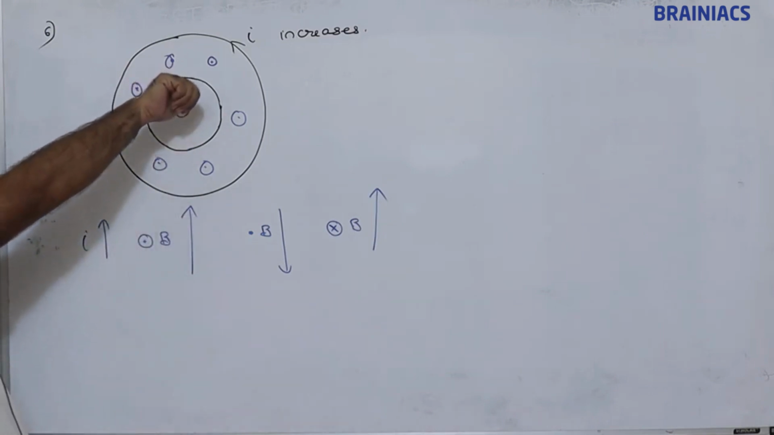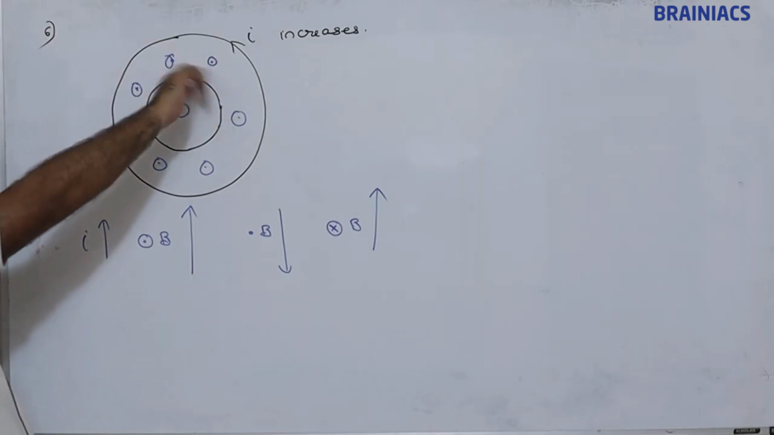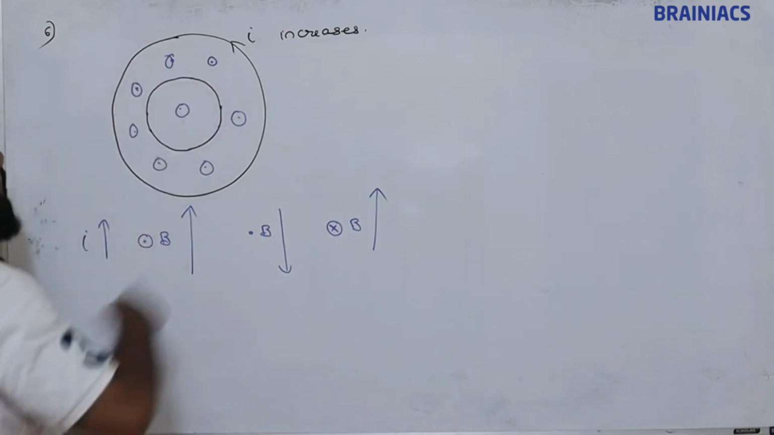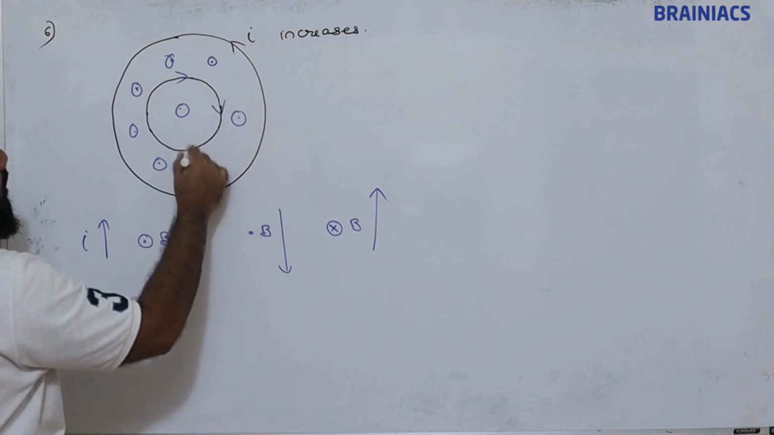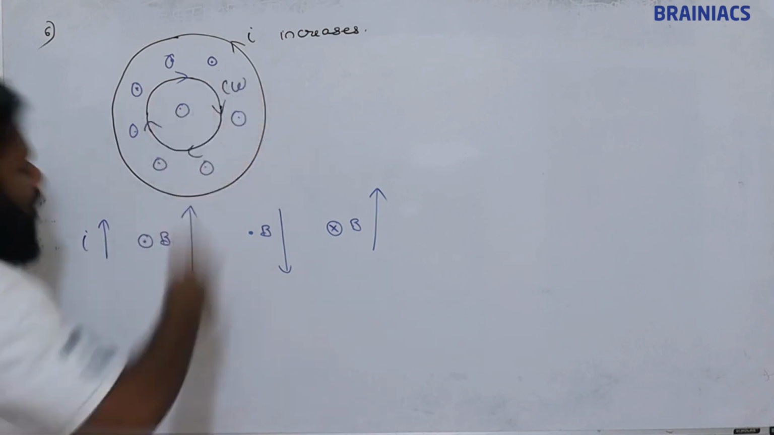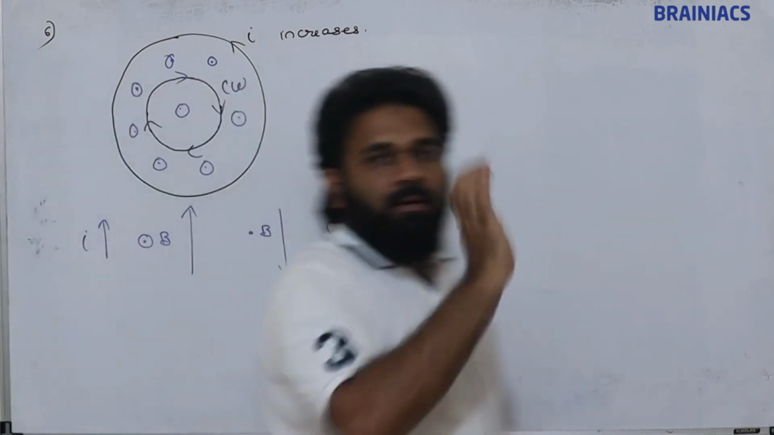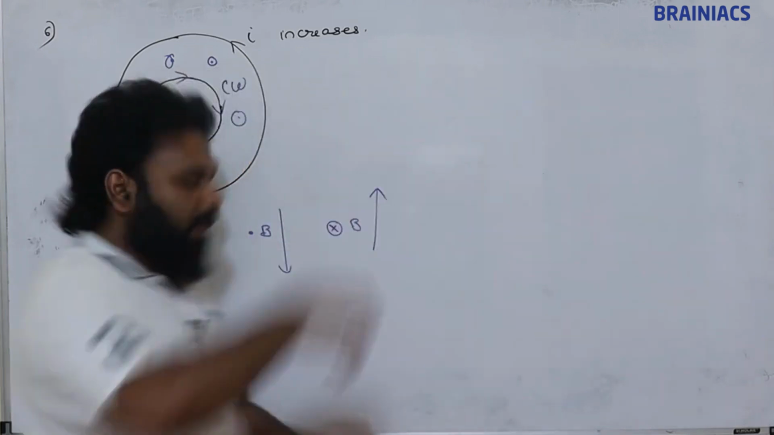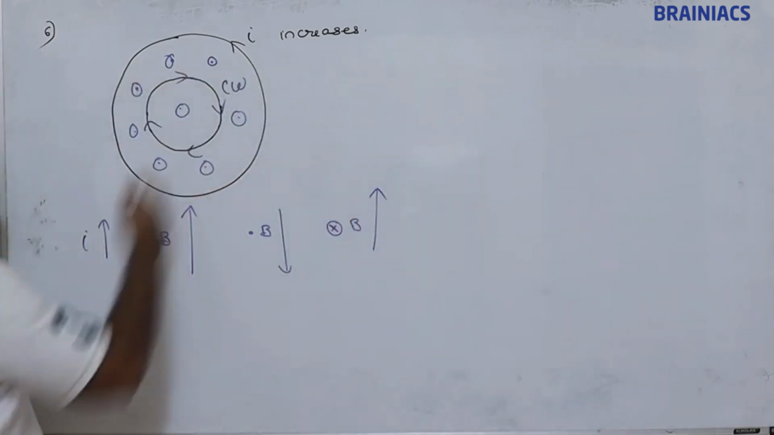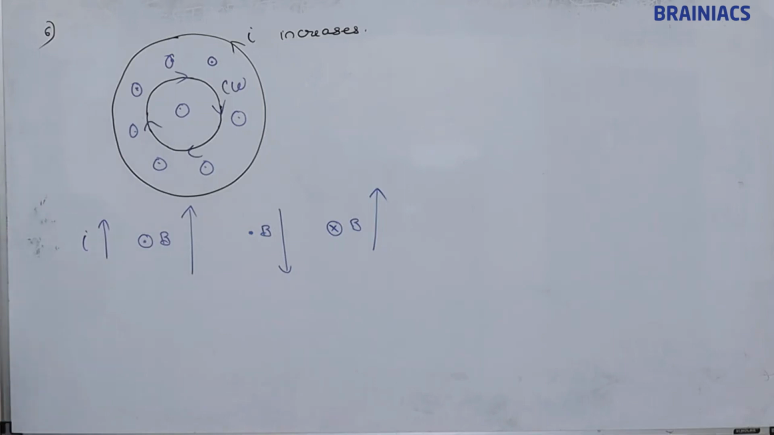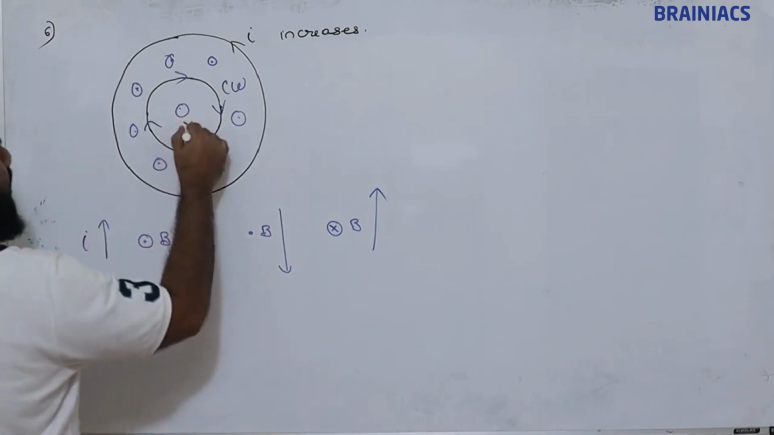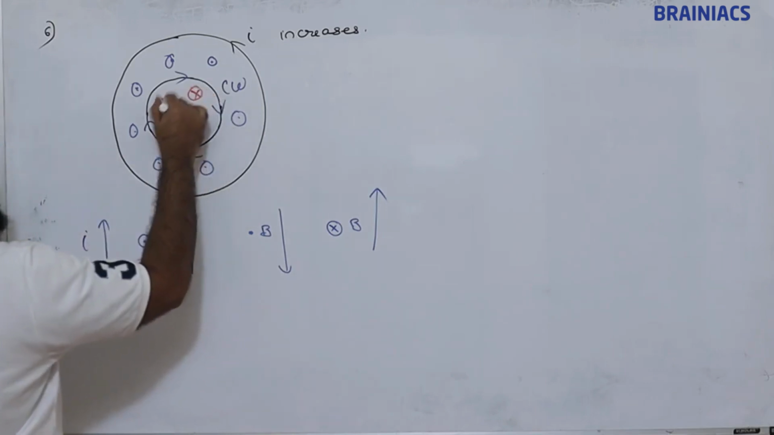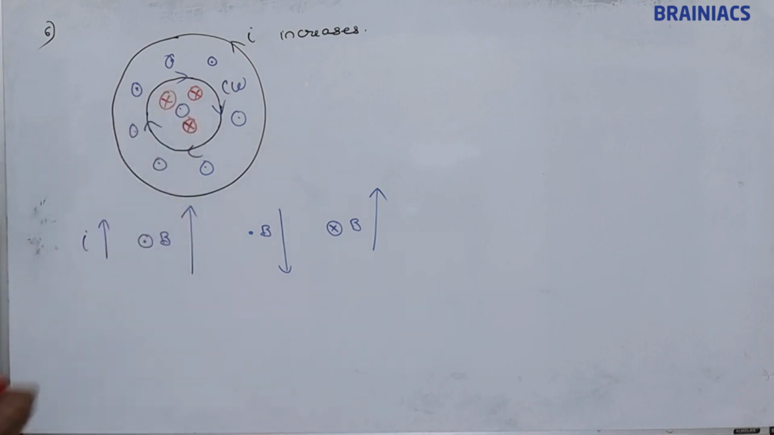So inside means what should be the direction of current? This should be the direction of current. So I am marking that. We need to make a clockwise current, so that the magnetic field here will be cross. So the cross magnetic field will be increased here. Clear?